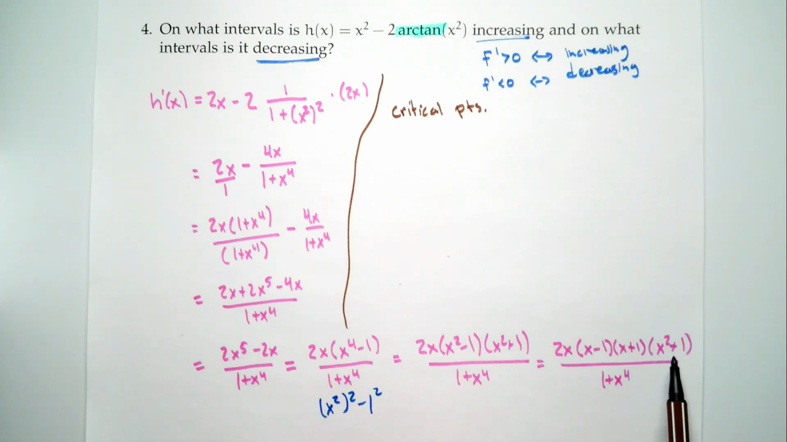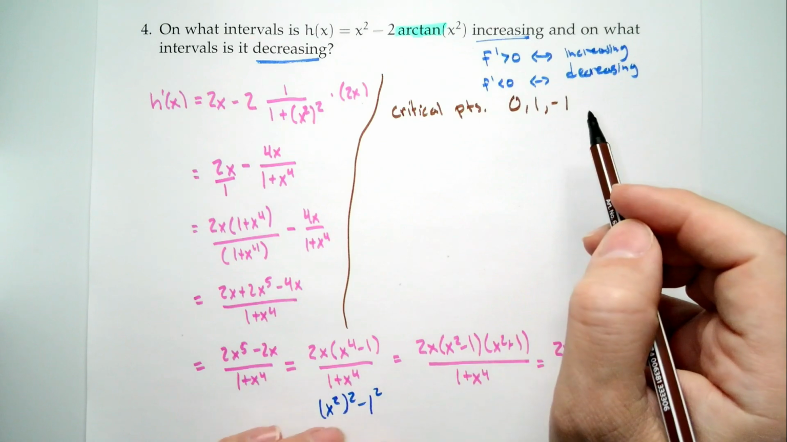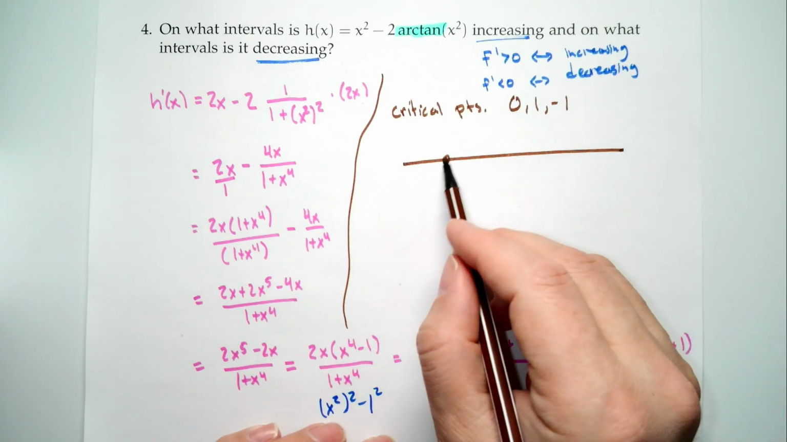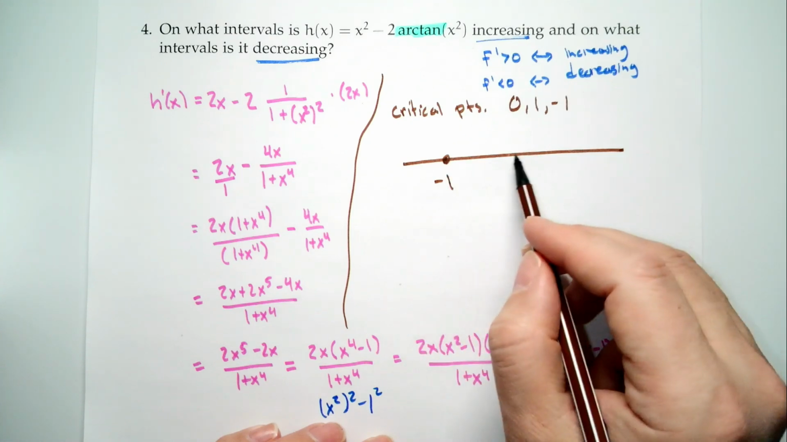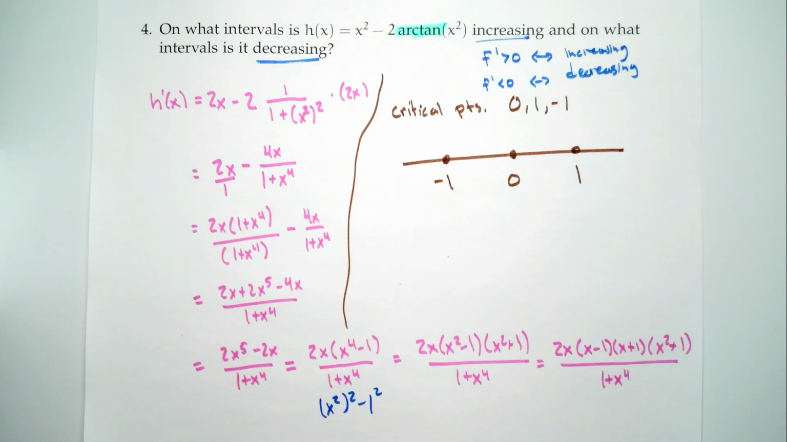Now the x squared plus 1 is never 0. So we have these three pieces: x, x minus 1, x plus 1. Well, we can read off that it'll be 0 at 0, 1, negative 1. So those are our critical points. So let's draw a number line. We're going to mark our points, negative 1, 0, positive 1.